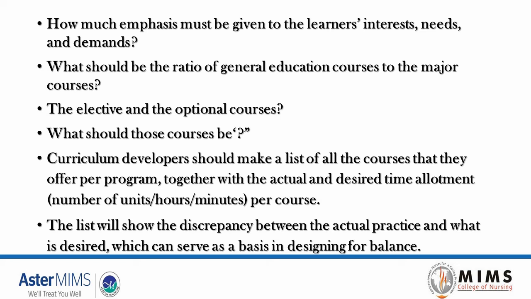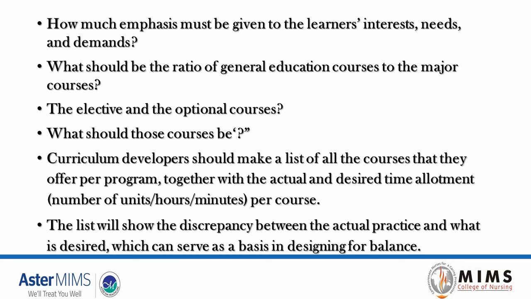Then, how much emphasis must be given to the learner's interests, needs, and demands? What should be the ratio of general education courses to the major courses? The elective and the optional courses, what should those courses be? All this has to be considered. If you keep an elective or optional course for nursing, we keep some languages like English, and psychology. All these were optional courses earlier. Now they are included in the course itself, because we need to think about the society.